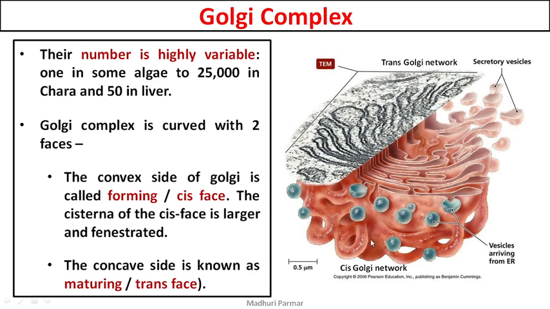On the cis side, on the forming phase, you find the vesicles which are coming from the endoplasmic reticulum. The protein is coming from the endoplasmic reticulum, so it is shown in blue color. This vesicle will fuse with the Golgi complex, and whatever content is present inside will now be seen entering into the cisternae of Golgi, on the forming phase. We will see later on how it is transported and reaches the trans phase or the maturing phase.